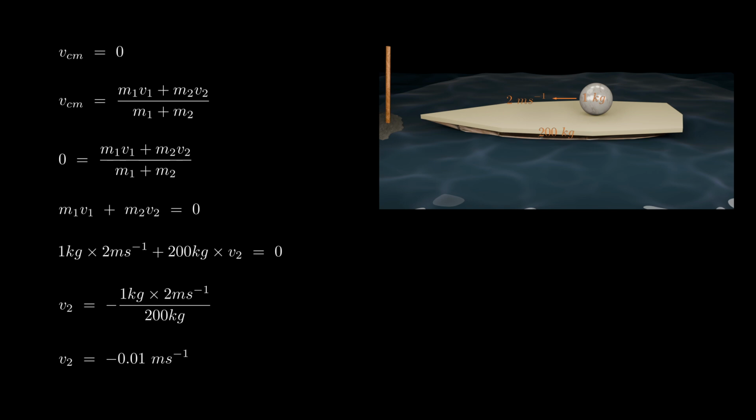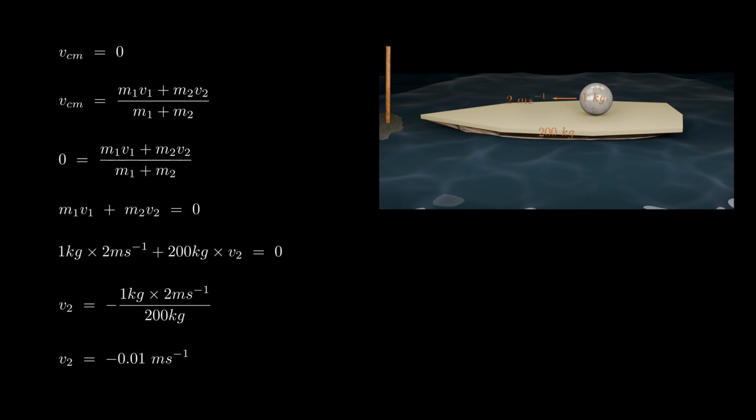To determine the velocity of the boat with respect to the ball, we need to change our reference frame to one that moves with the ball. This means that instead of observing the system from a stationary point, such as the shore, we now imagine ourselves moving alongside the ball at the same velocity as the ball, which is 2 meters per second to the left. We have already calculated the velocity of the boat with respect to the lab frame, which is 0.01 meters per second to the right. In this context, the lab frame is our original stationary reference point, like the shore.